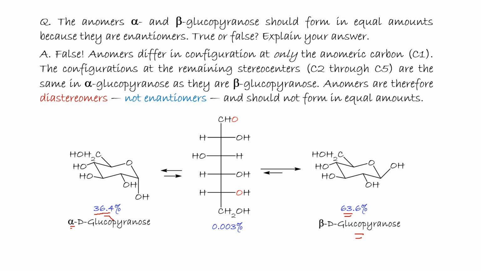True or false? Explain your answer. Of course, we said that it's false. Anomers differ in configuration at only the anomeric carbon 1. The configuration at the remaining stereocenters from C2 through C5 is the same. So these alpha and beta are diastereoisomers, not enantiomers, and should not form in equal amount.